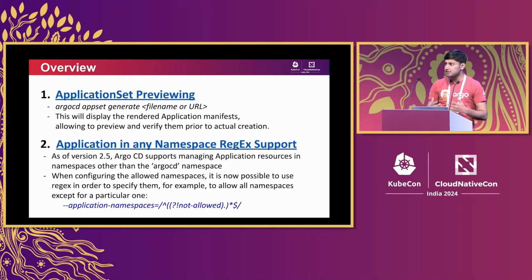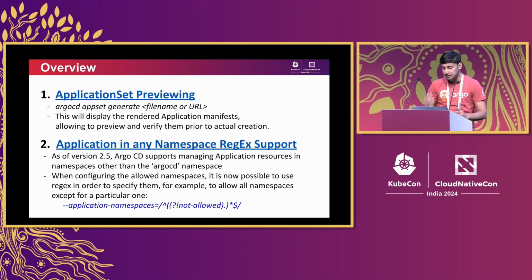The first one is ApplicationSet previewing. If you are already familiar with the ApplicationSet, you know that it can create multiple applications at the same time. We have a new subcommand, which we call the argocd appset generate command, that is going to give you a preview of the applications that the ApplicationSet is going to create. All you need is an ApplicationSet manifest, provide it to the command, and then you can get a preview of how the applications generated by your ApplicationSet are going to look.